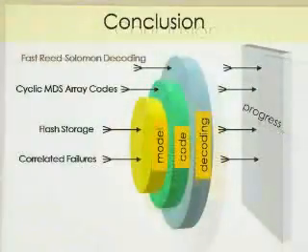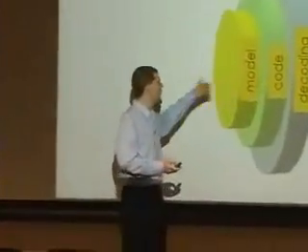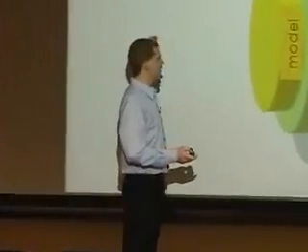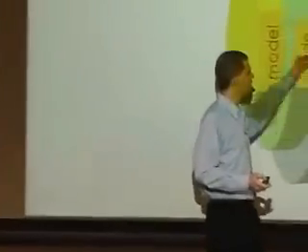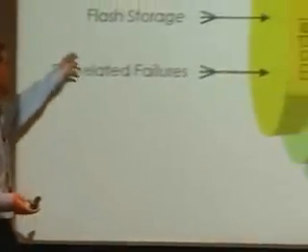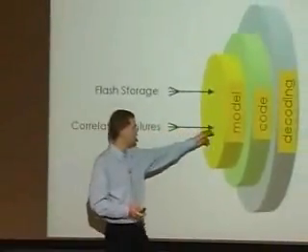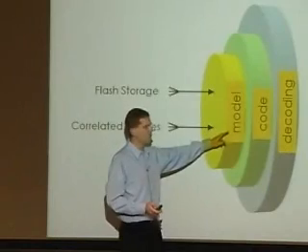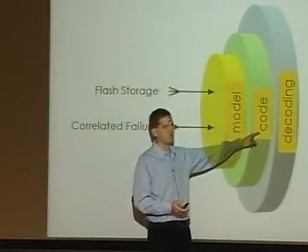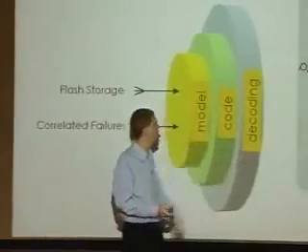So that's it. To summarize, in order to get progress in coding for storage, you need to shoot some arrows that will cross this barrier and hit this wall. So what we have here, we have flash storage and correlated failures. We both defined a new model. But then you have to find codes for this model, and then you have to say how you decode your codes.